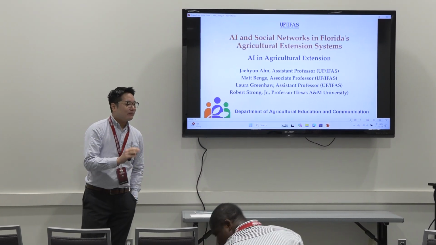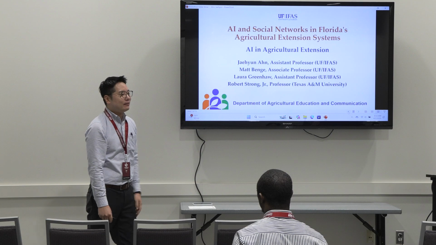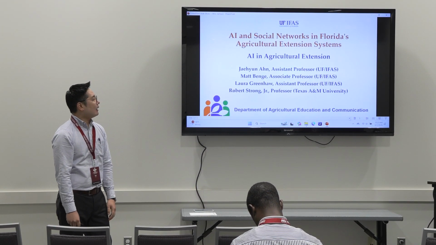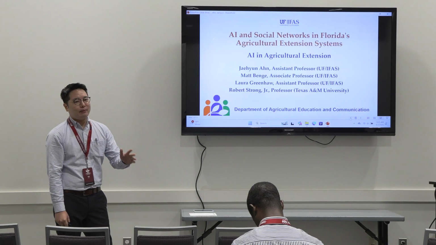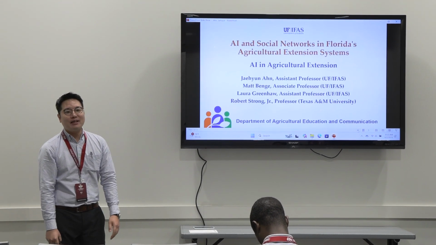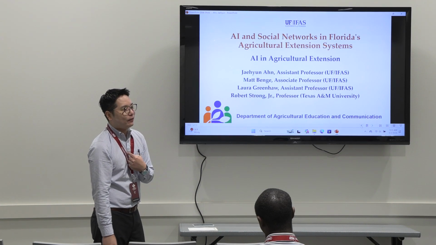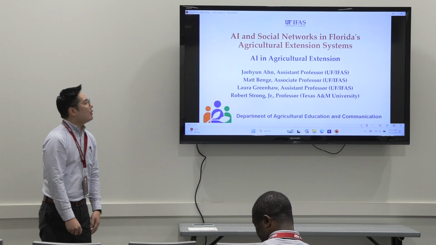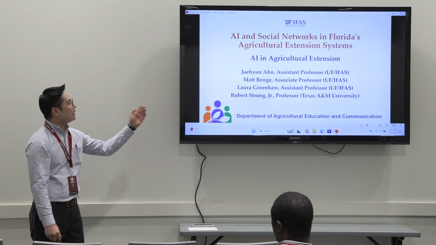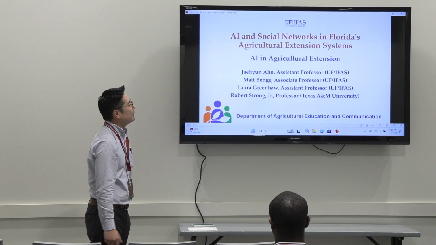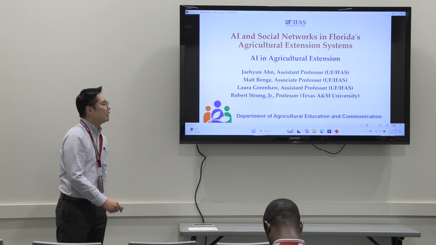So I'll spend some time talking about my collaborators, but I'm an assistant professor at the University of Florida, and I'm a new assistant professor. I've spent about 7.5 months at the University of Florida, and my position is new. So AI and extension. So what does this mean? Today I'm going to talk about AI and social networks in Florida's agriculture extension systems.